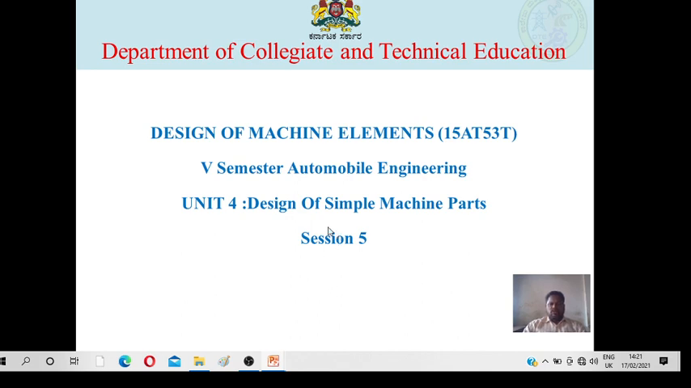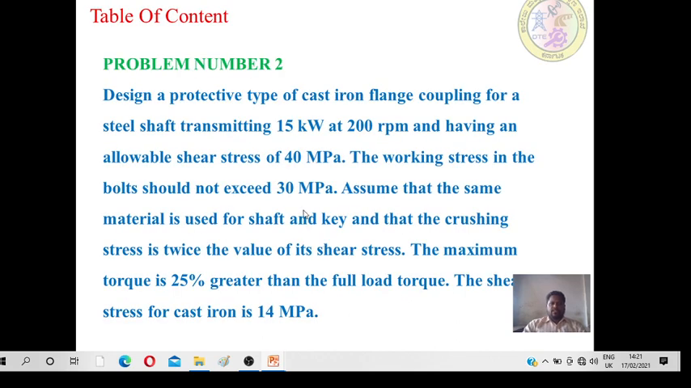Today, I am going to talk about design of simple machine parts from the subject Design of Machine Elements. In that, we are in session number 5. In session number 5, we have problem number 2. Let us see the problem.